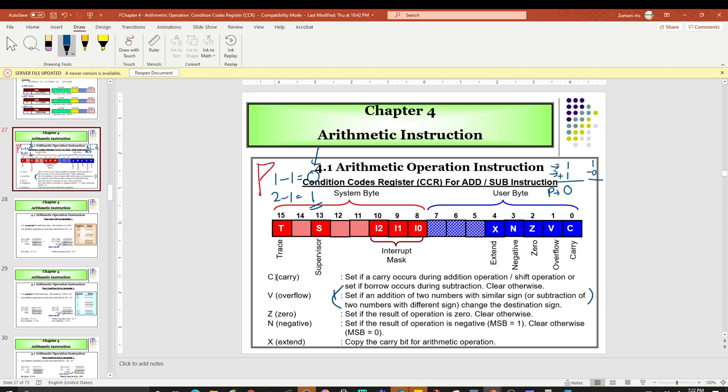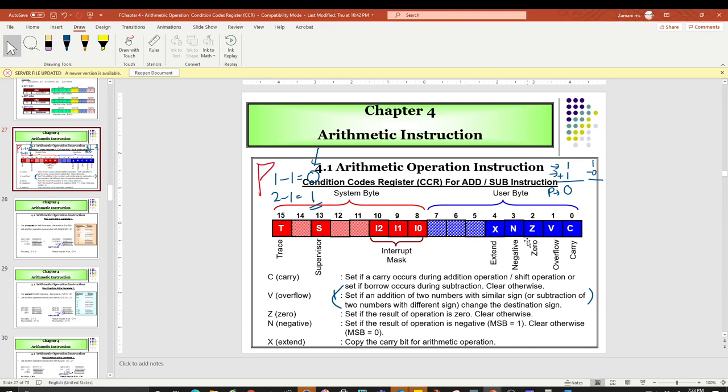Okay, so we have the carry, we have the extend, then we have the zero, we have the negative, and we have the last one, which is the overflow, the one that potentially causes a problem to understand. But again, for this overflow, you must refer to the table for the subtraction and the addition because they have different conditions for it to be set or cleared.